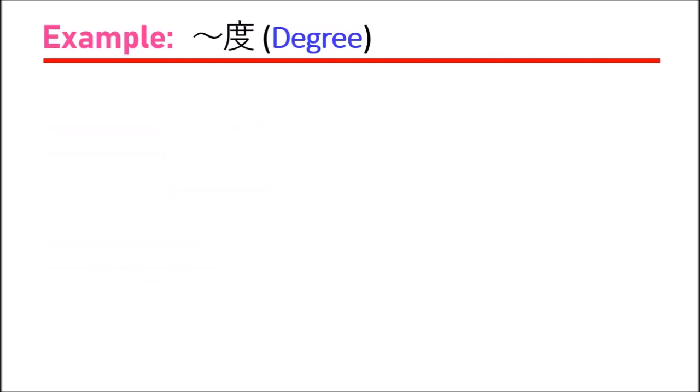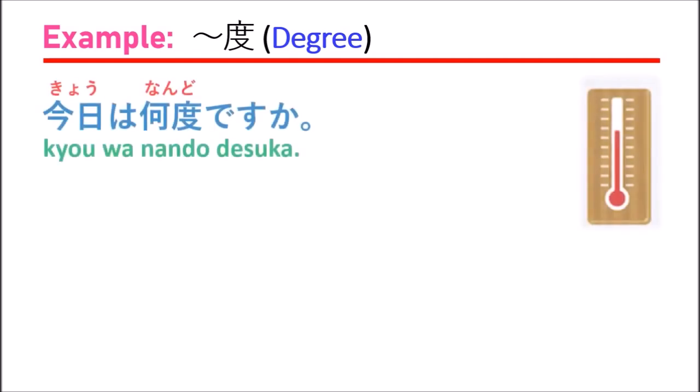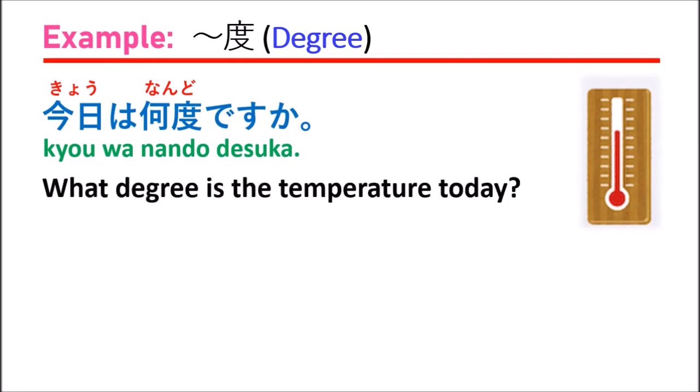Now let's see some examples of how to use the unit of "do" to count for the degree. The first example, 今日は何度ですか? Which means, what degree is the temperature today?